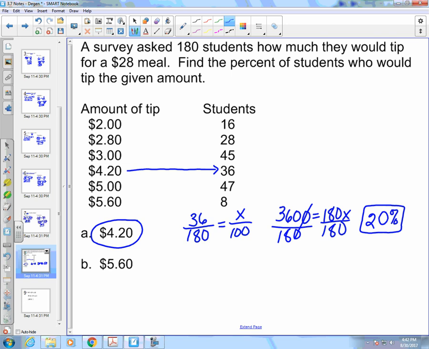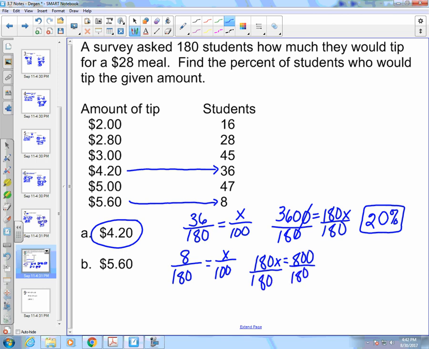Now, the next one that we are looking at is $5.60. Well, $5.60 is only 8 students, so this time it's 8 out of 180 equals x over 100. So again, we are taking 180 times x equal to 800 this time and dividing by 180 on both sides. 800 divided by 180 is 4 4/9. That is a 4.4 repeating.